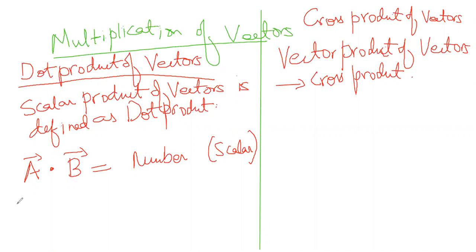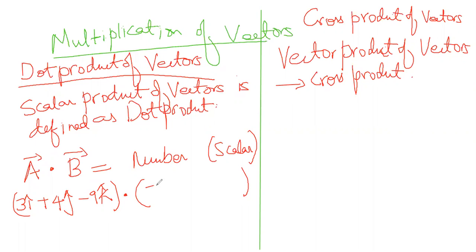For example, I'll do it now. A bar was the old vector we wrote earlier: 3i plus 4j minus 9k cap. This was my vector A bar. Now I am doing the dot product with that second vector. If you remember, please tell me that vector.